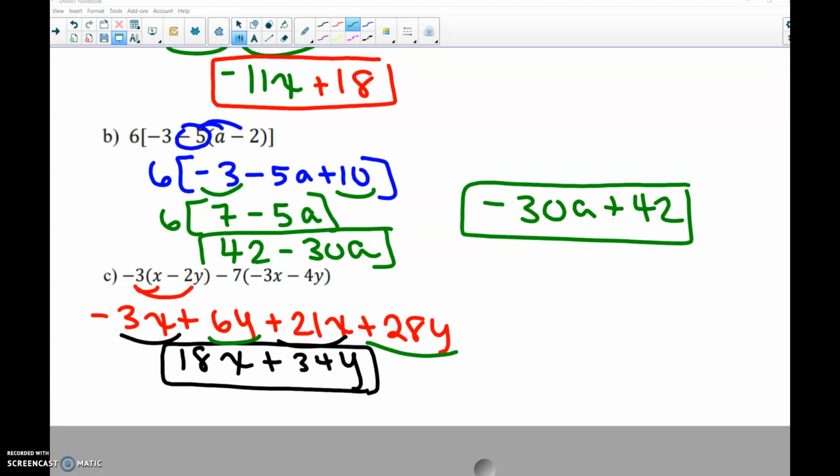If you got 18x plus 34y, you are correct. Check my second line here. This is plus because we have a negative times a negative, and this one's also plus because negative 7. A lot of people forget about that sign when you are distributing to the second one. That's a common mistake.